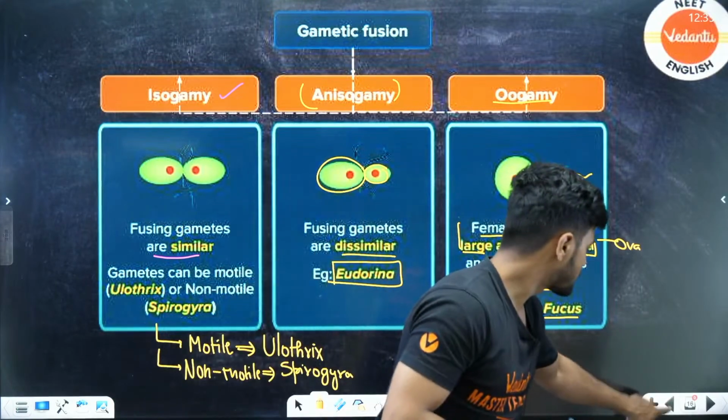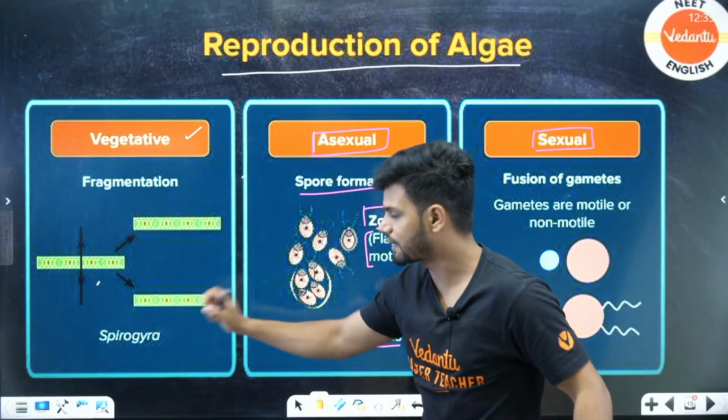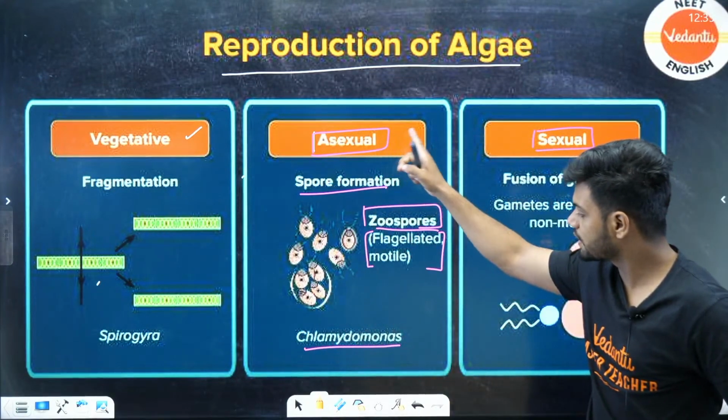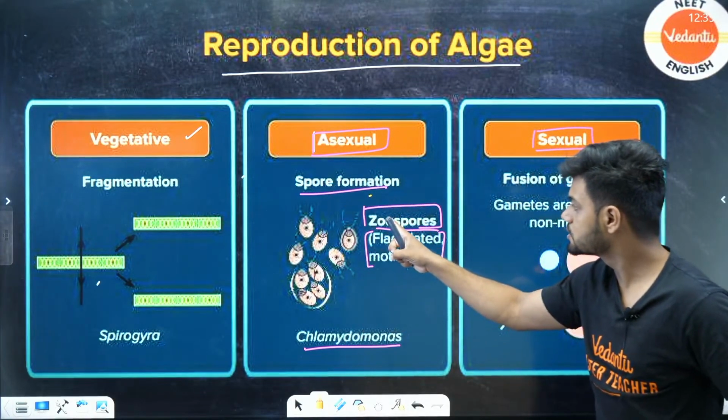Under your reproduction, we have your vegetative, fragmentation, Spirogyra example. Asexual example is Chlamydomonas, spore formation. Which type of spores? Zoospore formation.